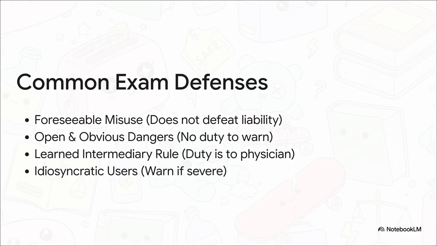Next, open and obvious dangers. Things like the fact that a sharp knife will cut you. There is no duty to warn about those. Then there's the learned intermediary rule for prescription drugs. The manufacturer actually fulfills their duty by warning the prescribing physician, not the end patient. And finally, idiosyncratic or allergic users. You only have a duty to warn if a substantial segment of the population is affected or if the potential health consequences are extremely severe.